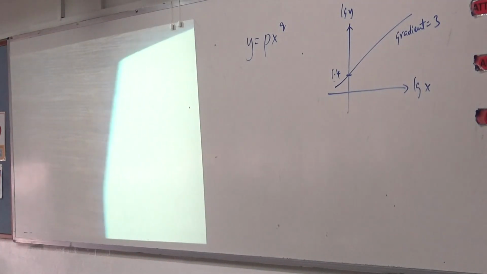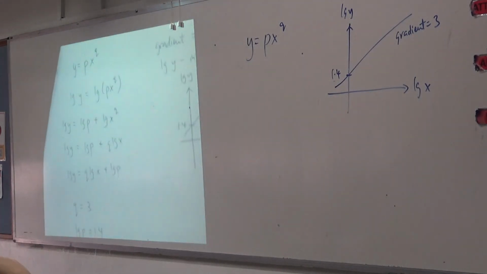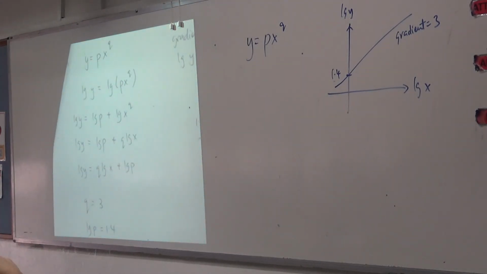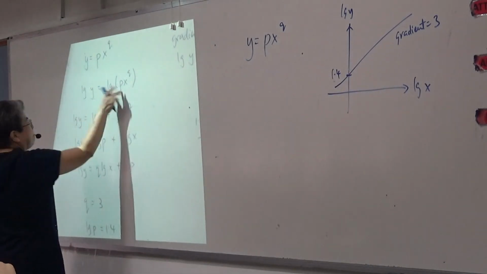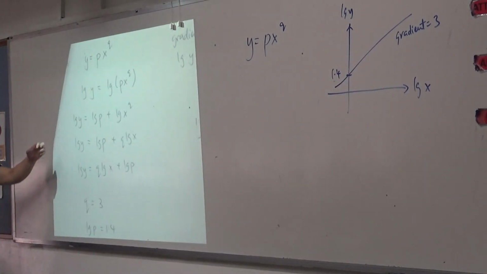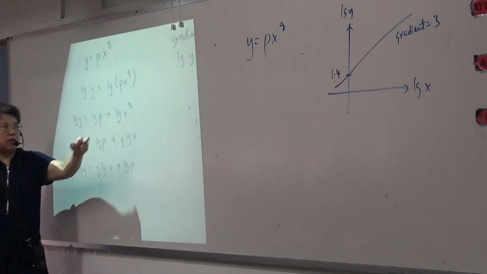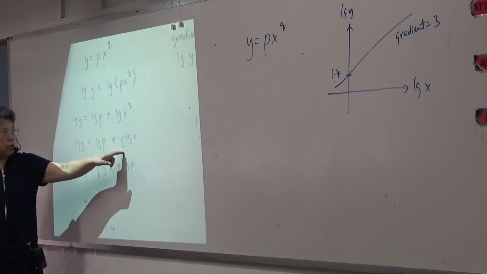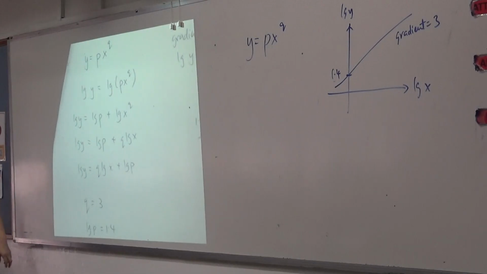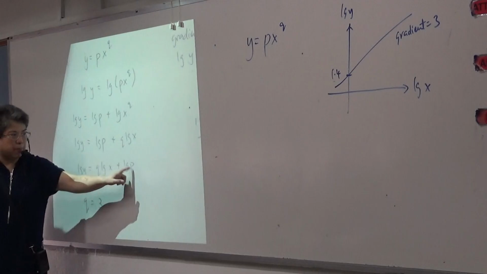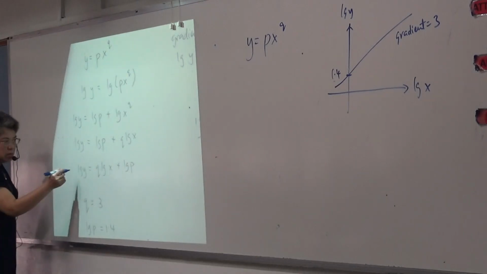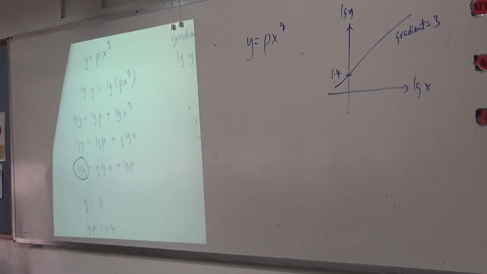Okay, all of you, don't copy first, let me explain. Can you see I take log on both sides? Then because it's times, I can split the log y. Then the q can bring down, right? So log y equals q log x plus log p, right? Now, can you see this is my y-axis?